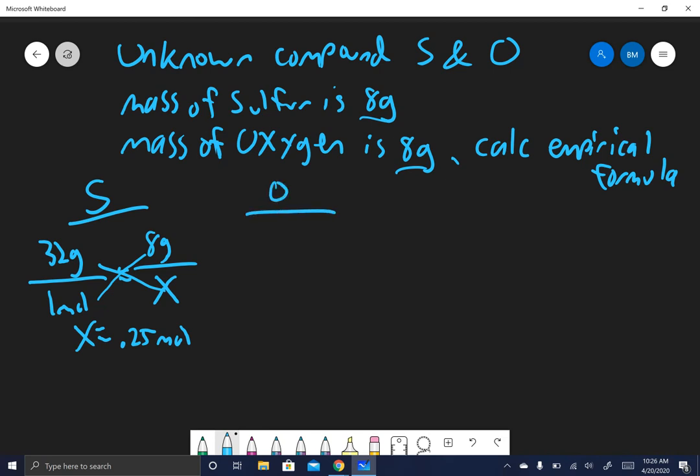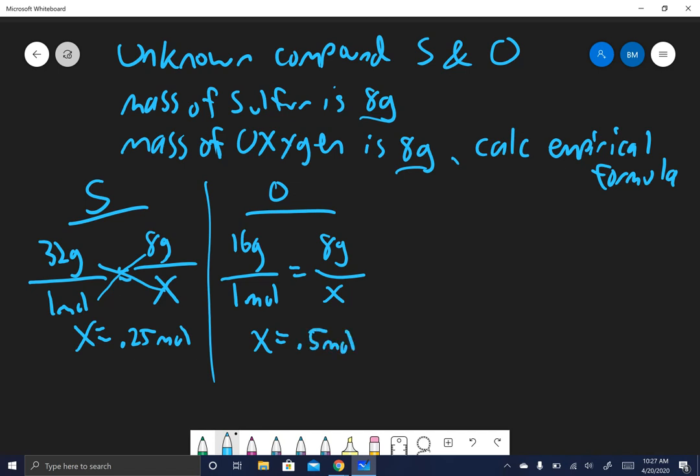Now for oxygen, all right, so separate that. Oxygen, we know 16 grams are in 1 mole. We don't have 16, we have 8. So how many moles is that? That's 0.5 moles. So 8 times 1, and then 16x, so 8 divided by 16.